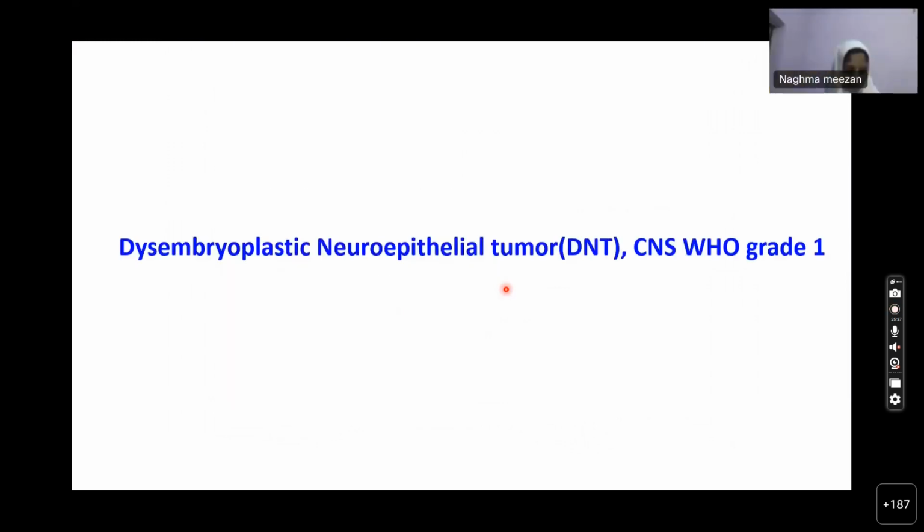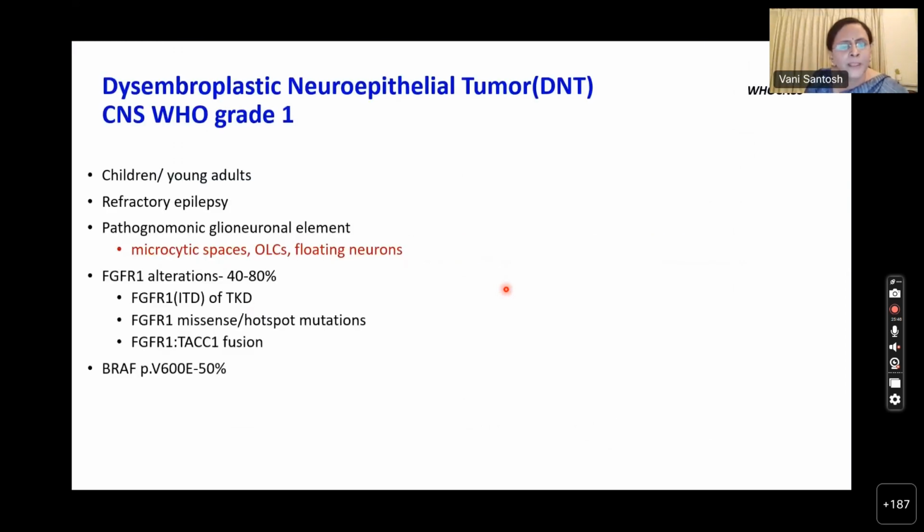We don't need any of that. This is a dysembryoplastic neuroepithelial tumor, called DNET. CNS, I've given the full diagnosis, CNS WHO grade 1. Now what are DNETs? DNETs are tumors that occur in children or young adults presenting with refractory epilepsy. They have the pathognomonic glioneuronal element which comprises the microcystic spaces, oligodendrocyte-like cells.